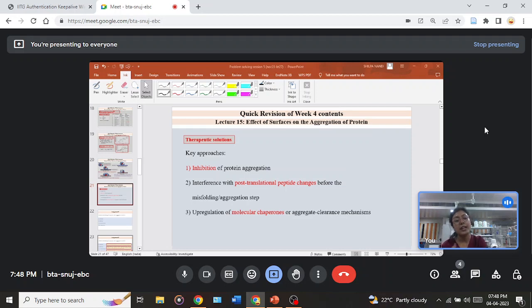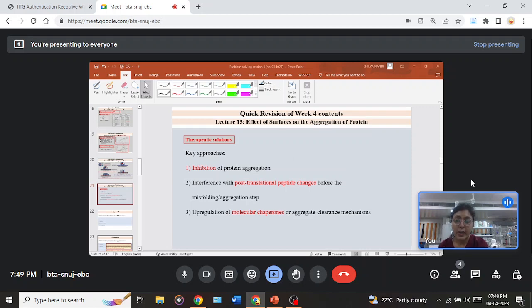So once the aggregate has been formed, there are basically two steps. Either you can upregulate the molecular chaperone so that these misfolded aggregates can be converted back to the native state, or you can go for various aggregate clearing mechanisms. So you can remove those aggregated proteins from the tissue itself, right? So this ends your lecture 15 recap as well.